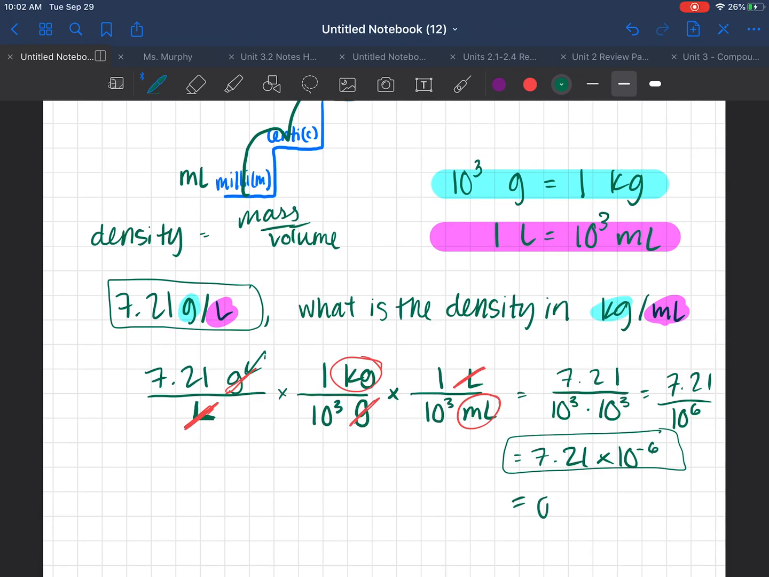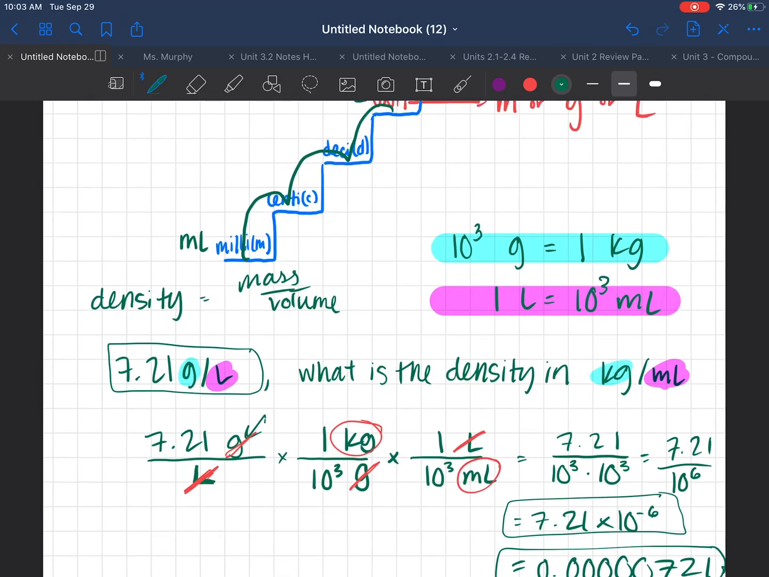Otherwise, if you computed out the decimal, you'd get 0.0000721. And then don't forget our units of kilograms per mil. Okay, so those ones are a little tough as they require multiple conversion factors, but it's important to know. And so what I want you to do now after seeing this is I want you to work through the conversion problems that are posted online along with this material.